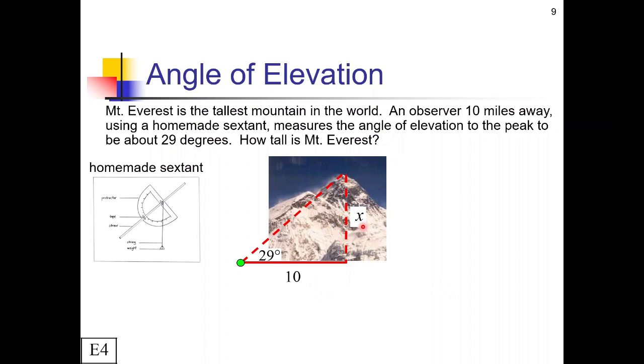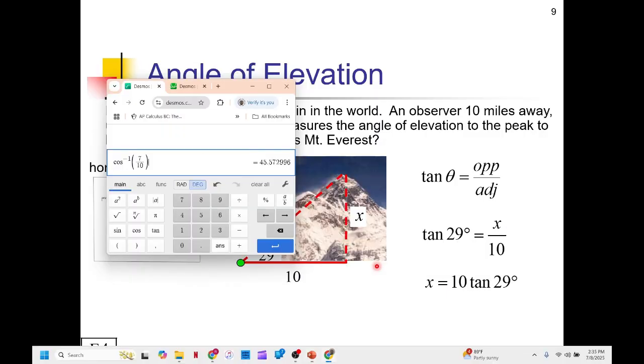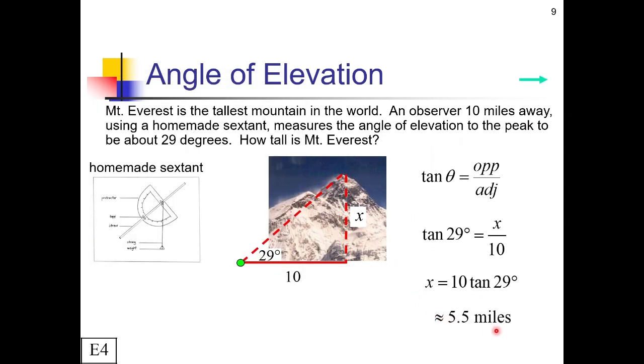All right, so what do I have in terms of sides? I'm looking for the opposite side. I have the adjacent side. So that's a TOA, tangent. So I can write tan of 29 degrees equals opposite side x over adjacent side 10. And then to get x, I just need to do 10 times tan of 29. Let's see what that looks like on the calculator. So 10 tan 29 comes out to about 5.5. So roughly 5.5 miles is the height of Mount Everest.